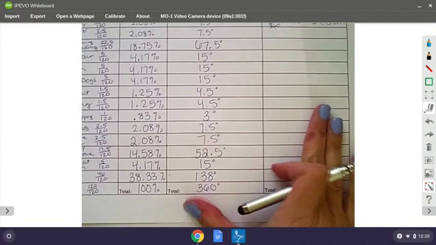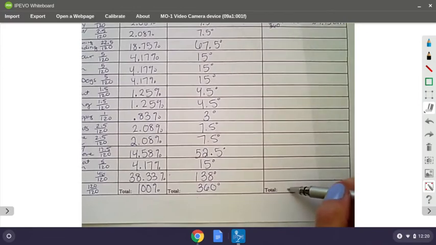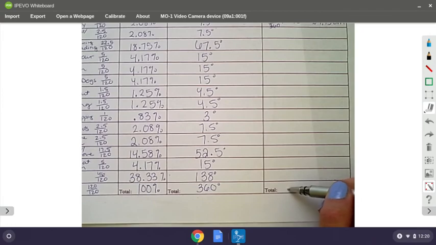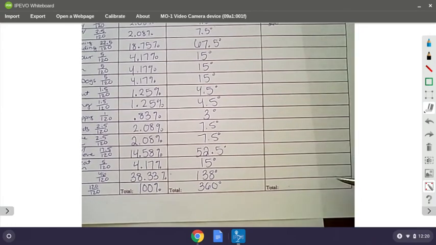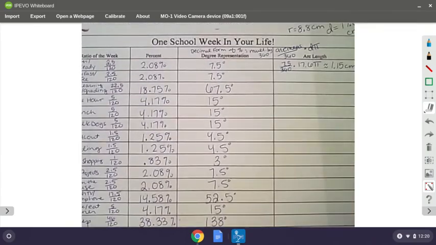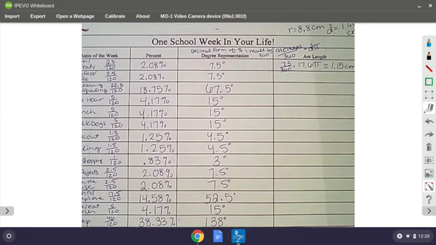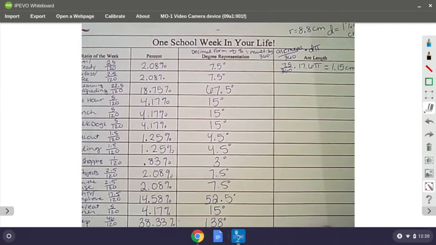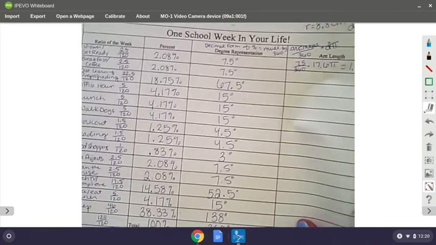Now, when you do all of your arc lengths, that should total to about the same as your circumference. So if you do diameter times pi, just 17.6 times pi, all your arc lengths should add together to give you the full circle. Okay, so that's what you do with the chart. Now, I'm going to show you how you would do the actual circle graph.